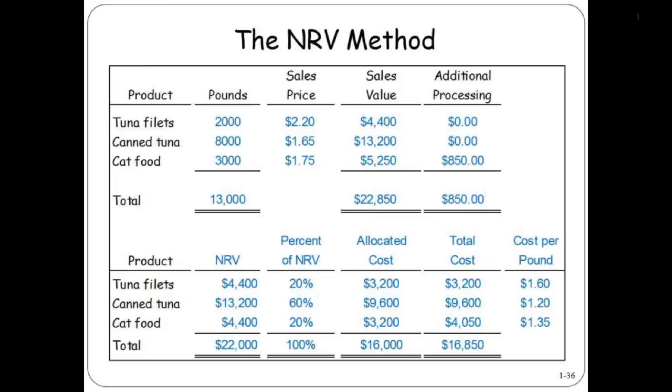So to do an apples-to-apples comparison, to look at what the values would be at the point of separation, you can still use the values you had for the tuna fillets and the canned tuna, but you have to work the cat food back from its final value to its net realizable value. So you subtract the $850 from its final sales value of $5,250. So your overall value of your three products at separation, or your net realizable value, will be $22,000, which miraculously worked out to 20-60-20.